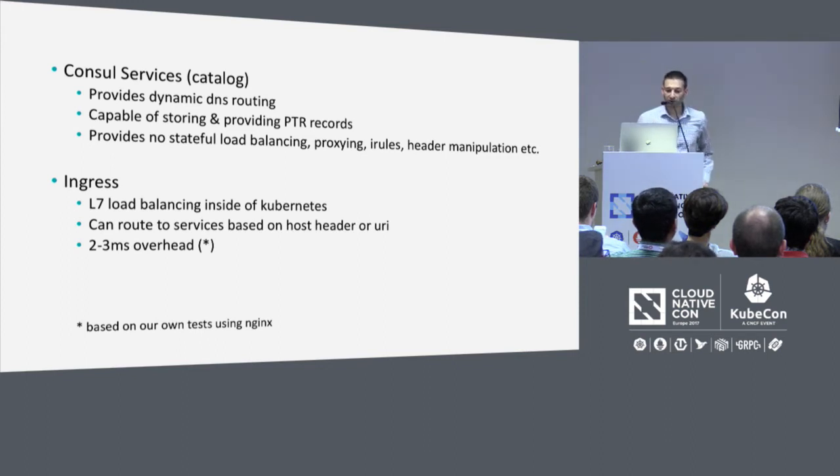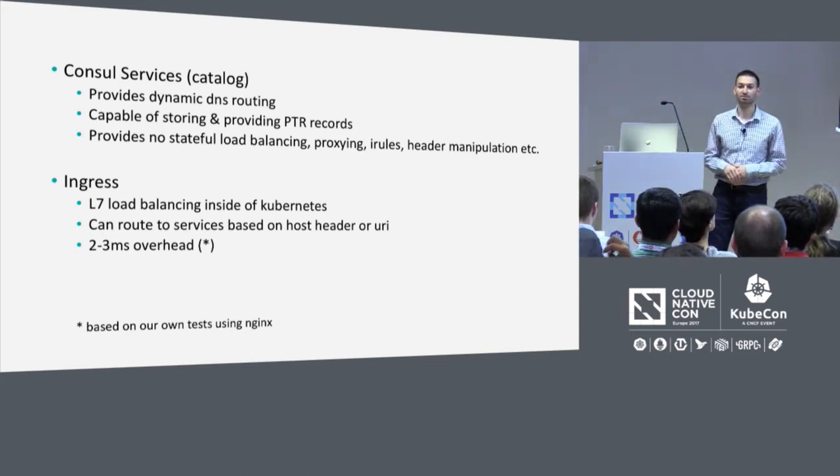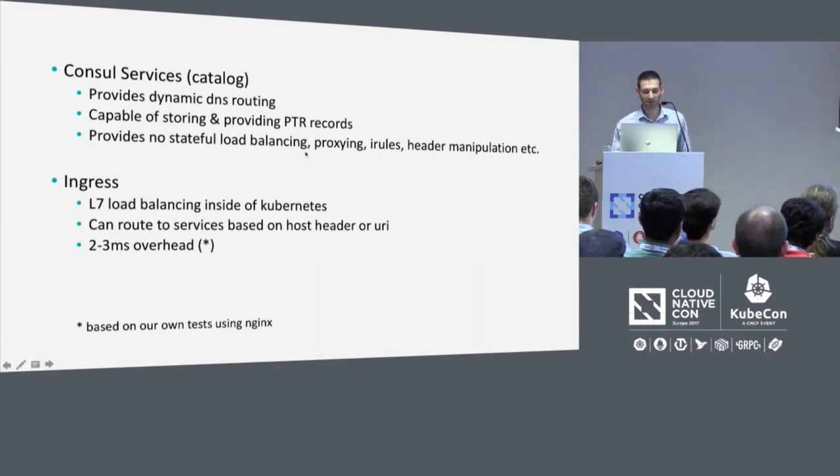In our testing with Ingress, we saw a 2 to 3 millisecond overhead. We used the Nginx load balancing. Your mileage may vary, but just want to mention that we saw that. That seemed like a reasonable overhead for our microservices calls, as long as they weren't linear 1,000 calls that would create 2 to 3 seconds of latency.